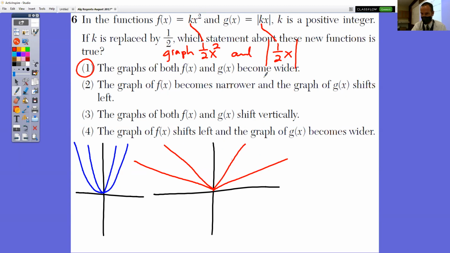You end up with these V graphs for the absolute value of x and the absolute value of 1/2 x. How did they change? They got wider. This one is the new one here, and this one is the new one here. All right, so the graphs got wider.